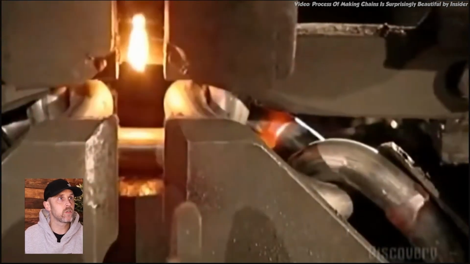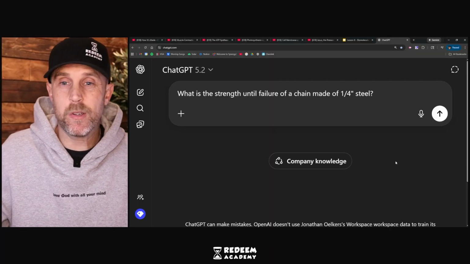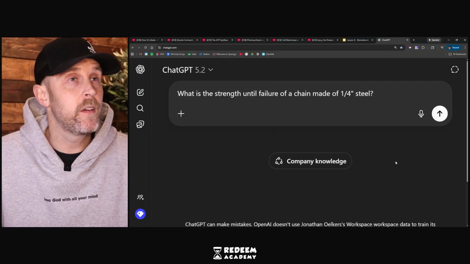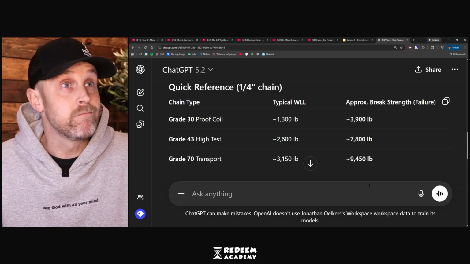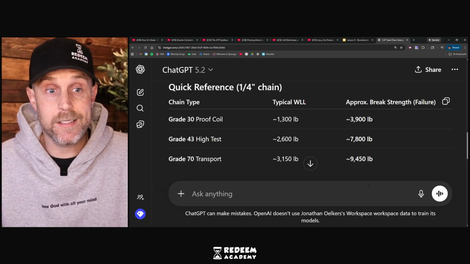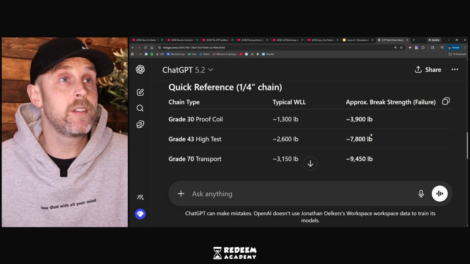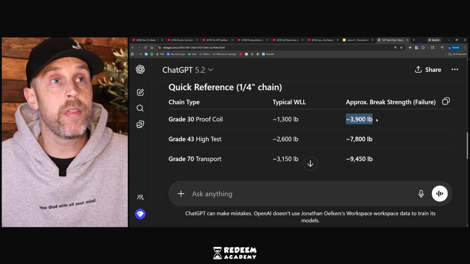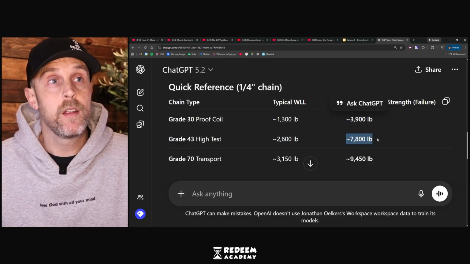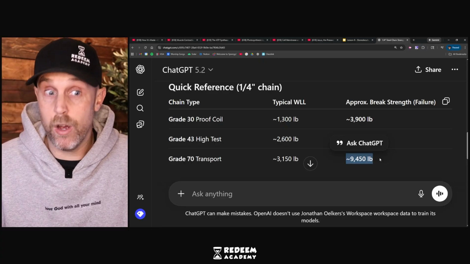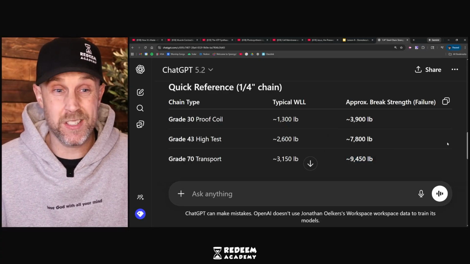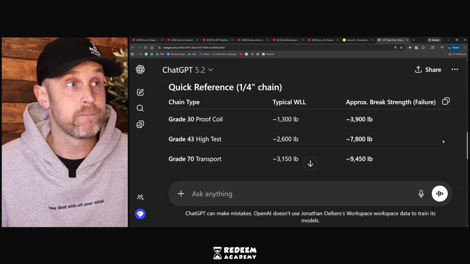And you get a piece of chain that's going to be way stronger. So assuming we were looking at 1/4-inch steel being used to make that chain, what is the strength until failure of a chain made of 1/4-inch steel? Hey, it depends on what kind of steel. There's different grades of steel, but it's going to break somewhere at 3,900 pounds being lifted, 7,800 pounds, 9,500 pounds. That's really strong. That's a ton of weight on just a little piece of chain. 1/4-inch is not a big piece of chain.